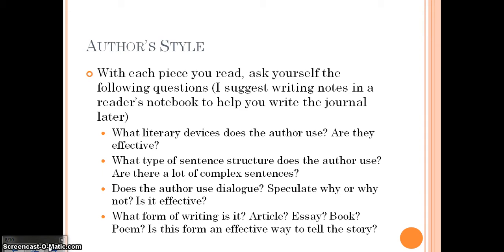What type of sentence structure does the author use? Are there a lot of complex sentences? I think of William Golding's novel Lord of the Flies. He uses a ton of compound complex sentences, and it can be tricky for people. He also has an interesting use, and this is the next bullet point, of dialogue, where the dialogue that Golding uses doesn't always say who said it, so you have to be really following along closely. Is there any dialogue? Speculate why or why not, and is it effective?